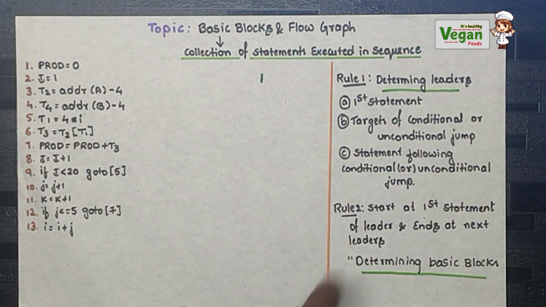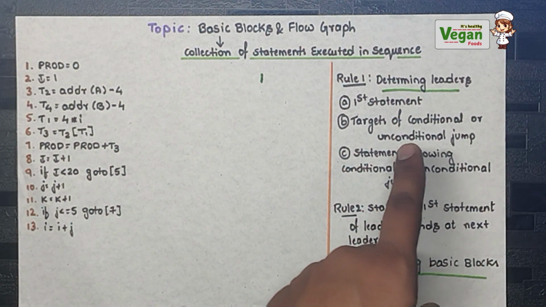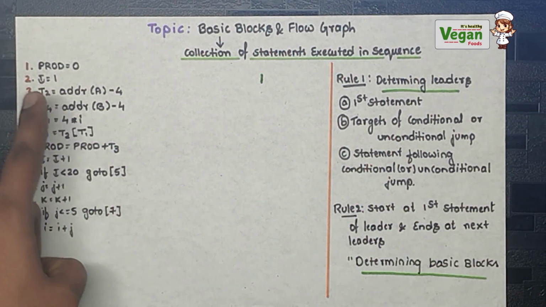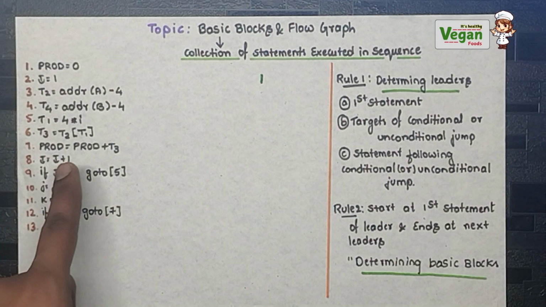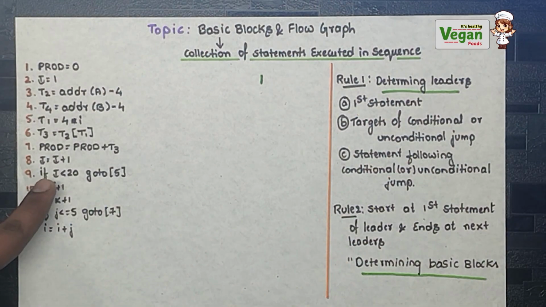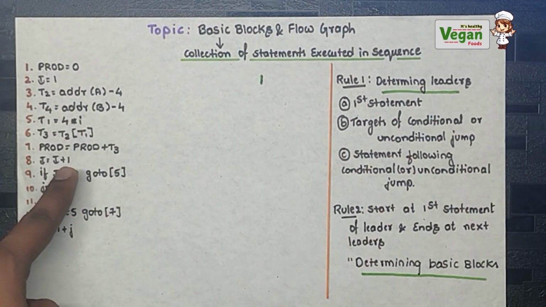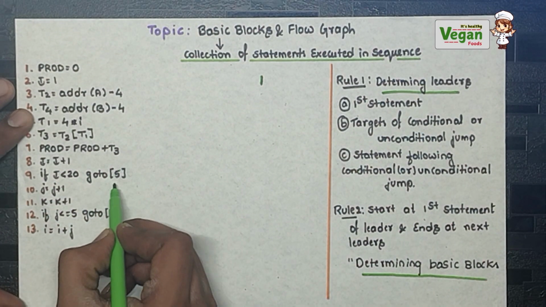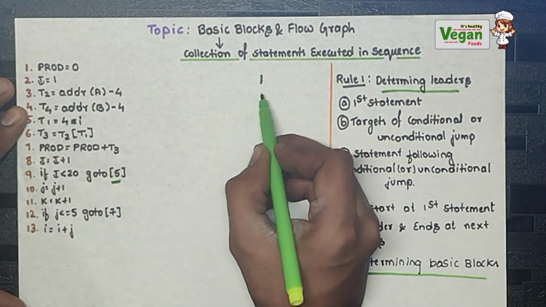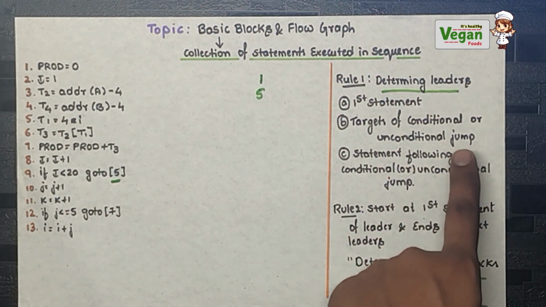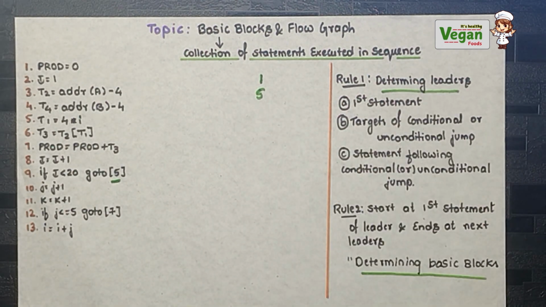1. Next, the target of a conditional or unconditional jump will be considered a leader. Where is the target? For the conditional statements, at the ninth one, if I less than 20, go to 5. Go to 5 means this is the target. So the fifth statement will be the target of the conditional or unconditional jump, so the fifth one will be a leader again.